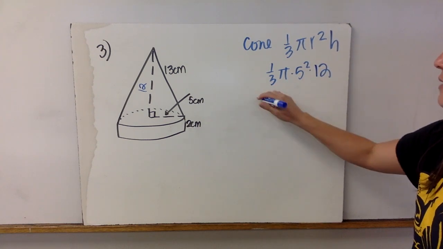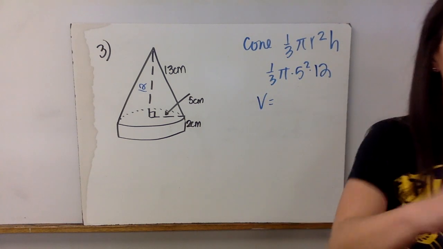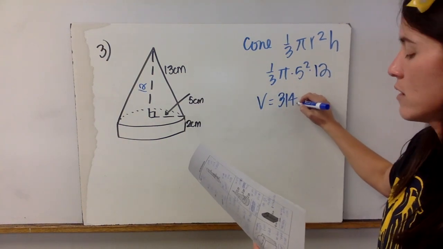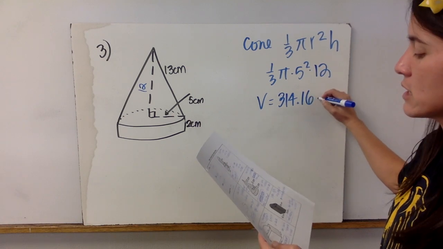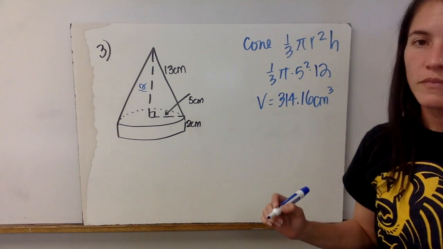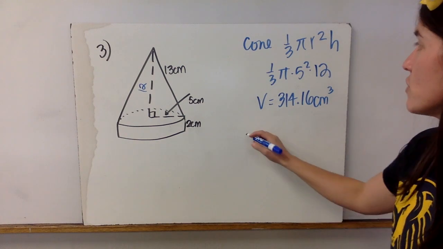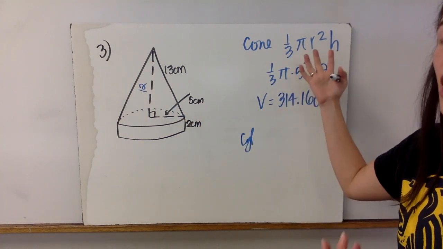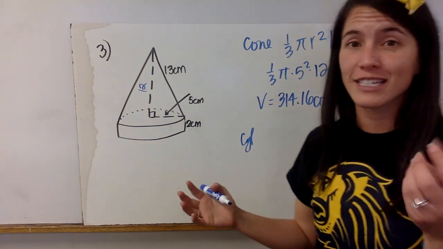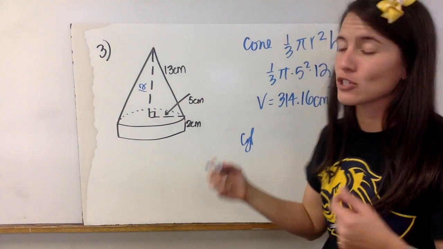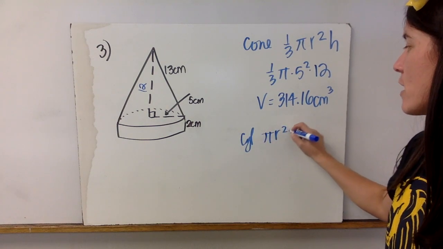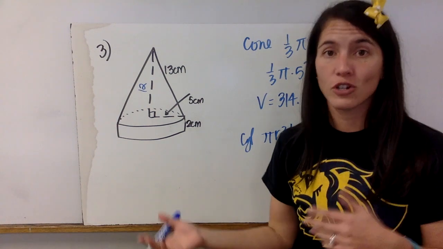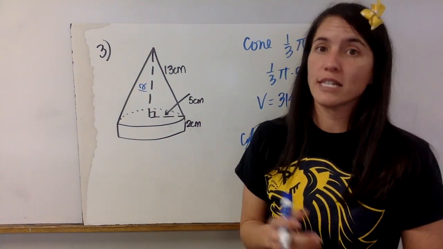I would type all that in, and the volume of my cone is 314.16 centimeters cubed. Now I'm going to do the cylinder. So the cylinder is the same as the cone except without the 1/3. The cylinder is going to start with pi r squared h. So the cylinder and the cone have very similar formulas. The cone is 1/3 of a cylinder, or you could say the cylinder is 3 times the size of a cone.